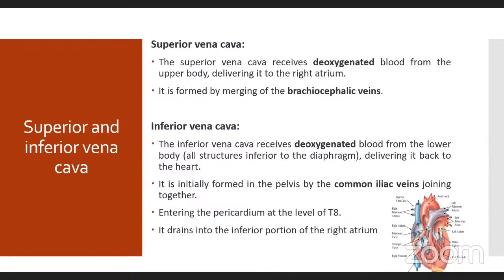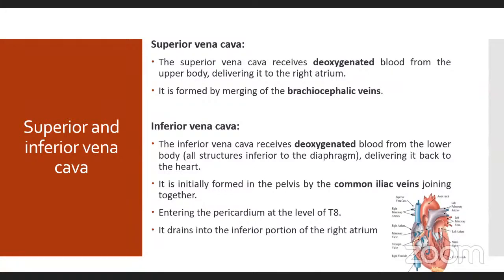The SVC receives deoxygenated blood from the upper body, so all the structures superior to the diaphragm, excluding the lung and the heart, delivering it to the right atrium. It is formed by the merging of the brachiocephalic veins, traveling inferiorly through the thoracic region until draining into the superior portion of the right atrium at the level of the third rib.